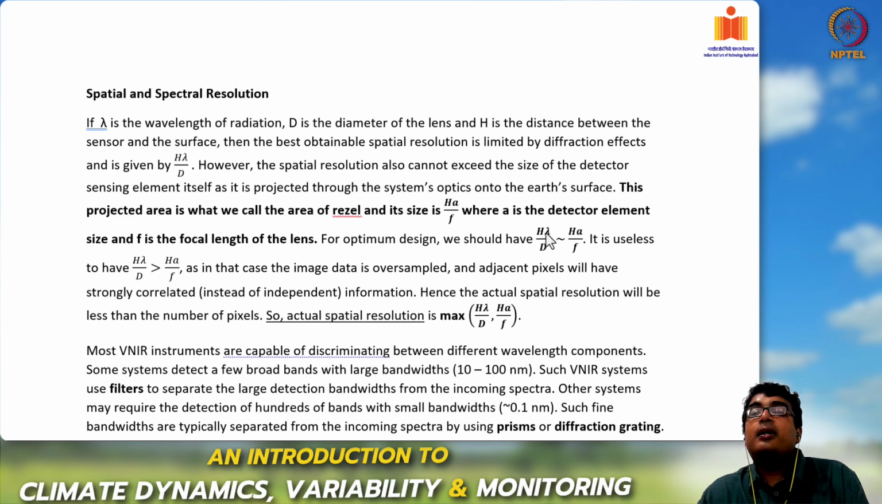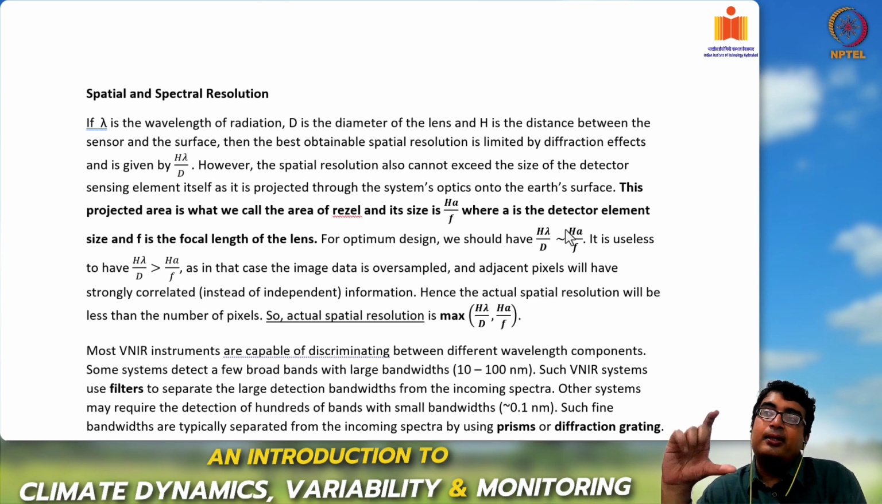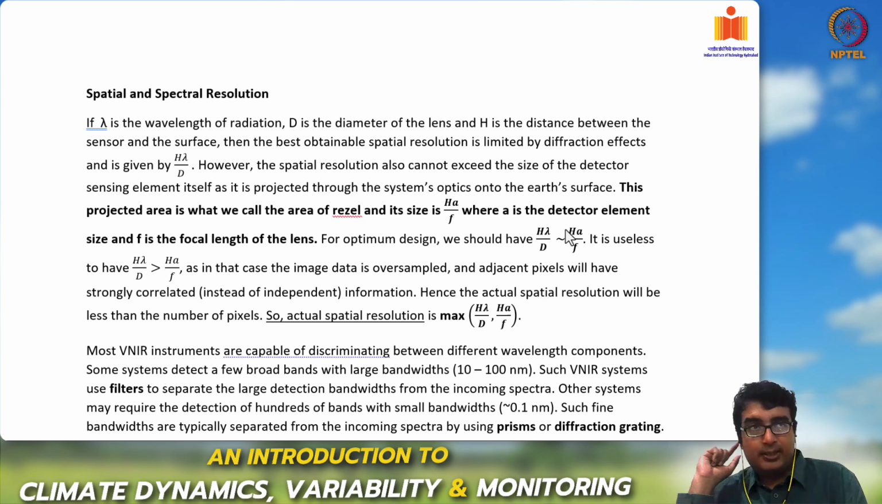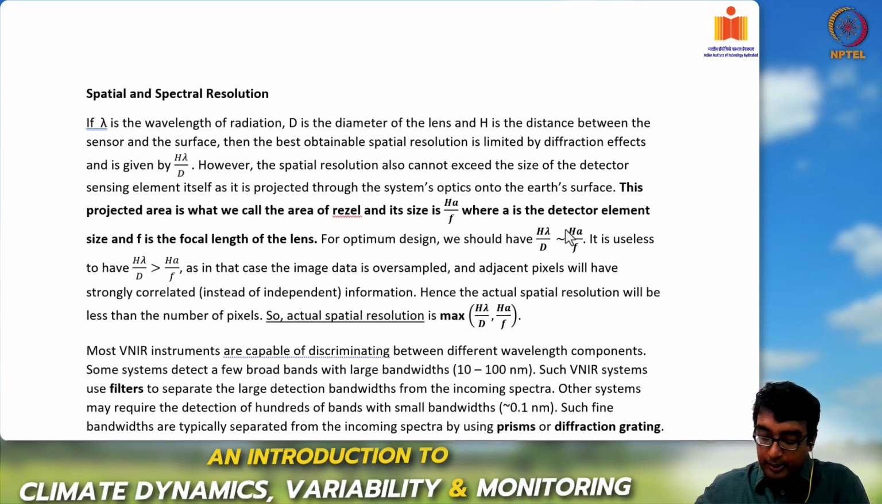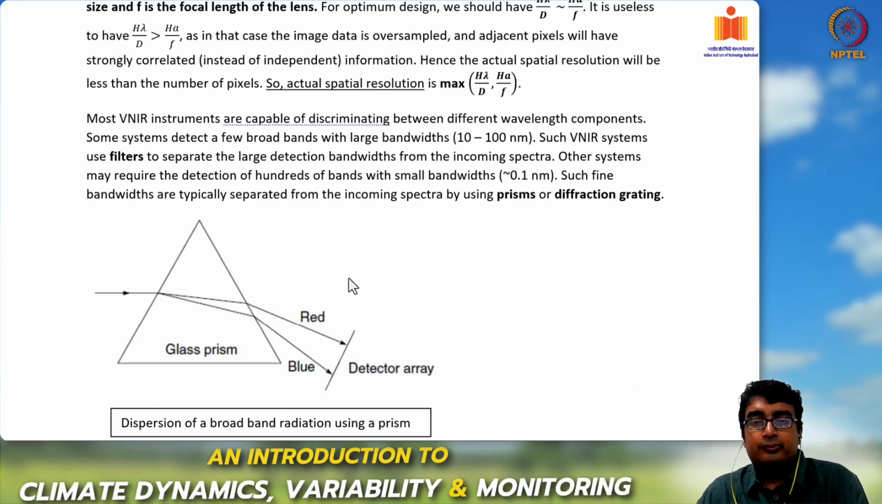Finally, if you have a smaller detector area, that also helps in improving the resolution. The resolution is also better, that is the resolution length is smaller, at smaller wavelengths, that is higher frequencies. So, in general, infrared radiation has a coarser resolution than UV radiation because its wavelengths are larger. So, this is spatial resolution.